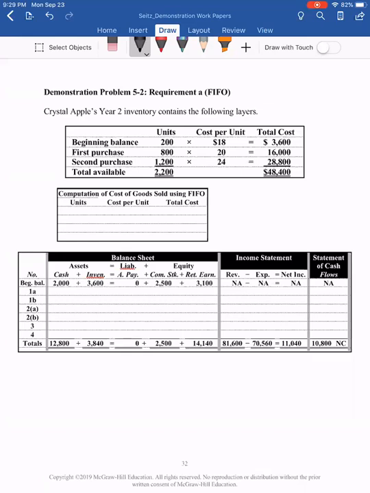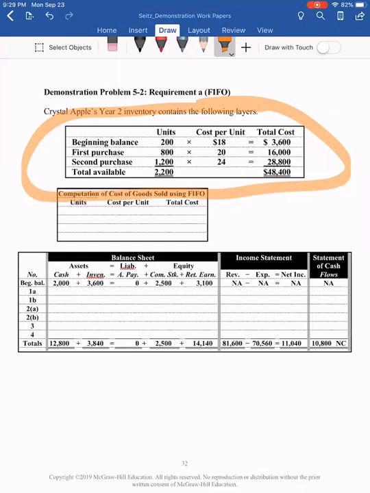All right, so this is what I call the cost of goods available for sale chart. That's this chart here in the middle. We have a beginning balance and then the purchases that were both discussed in those events that I just read to you, at their cost per unit, and then multiplied out, we have the total cost. So during this particular year, we had 2,200 units available for sale, and for those 2,200 units, we had a total cost of $48,400.